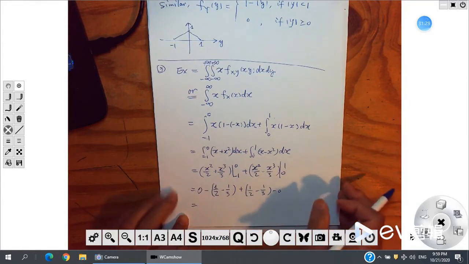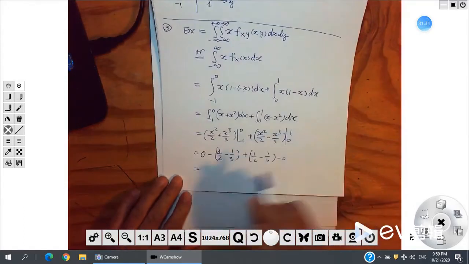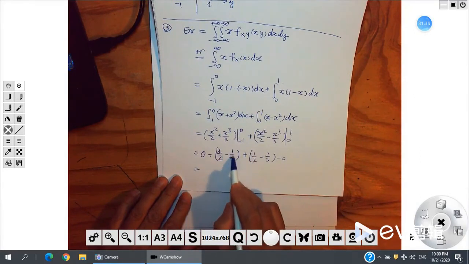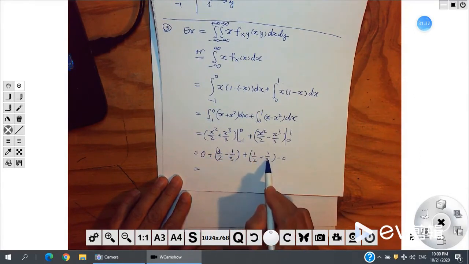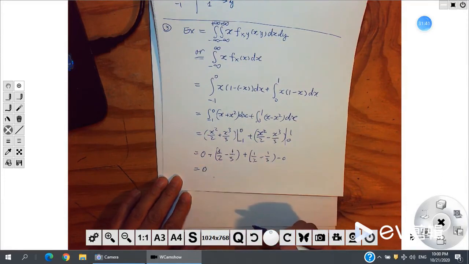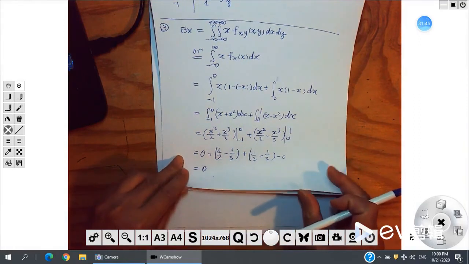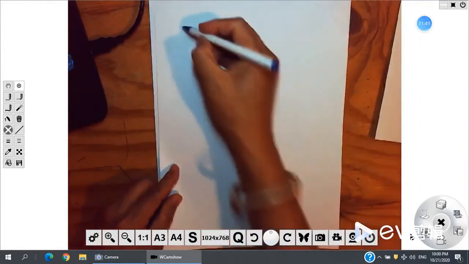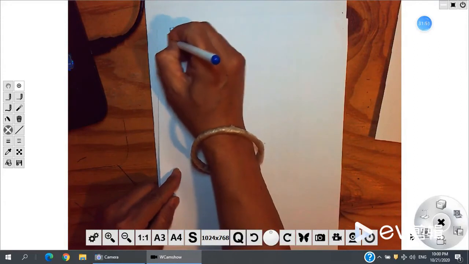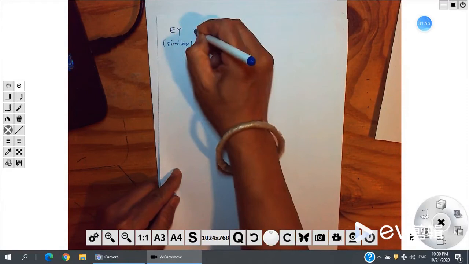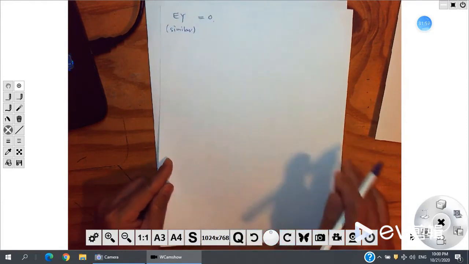It's still 0, got it? This is -1/2, positive 1/2 is 0, and here's a positive 1/3 and a negative 1/3, so they cancel. This is 0. Okay, we have E[X] is 0. And similarly, E[Y] will also be 0. All right.